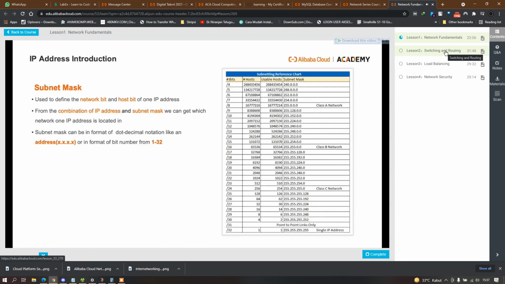And the next thing we should know is that a subnet mask can be in the format of decimal notation like an address format, like sum.sum.sum.sum, or in the format of a bit number from 1 to 32. For example, if we say the subnet mask is 24 bits, the address format is 255.255.255.0. Okay, so this is how the subnet mask works.